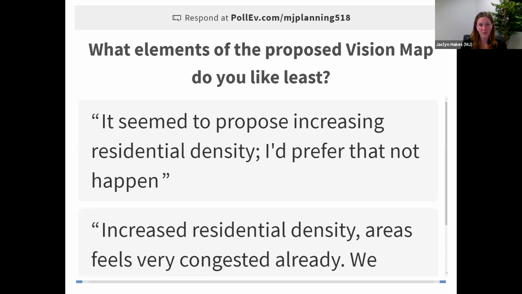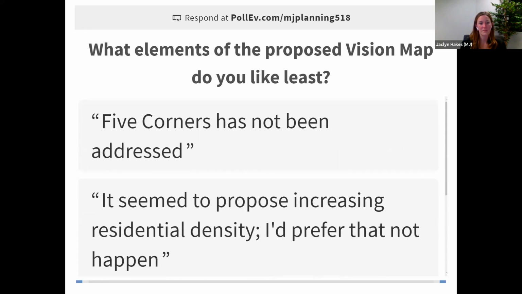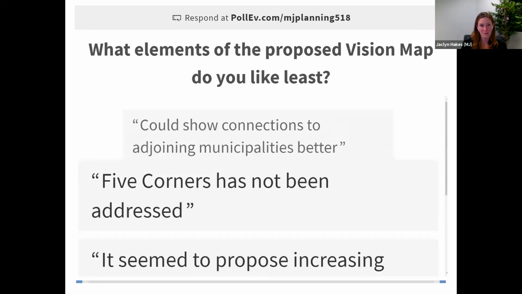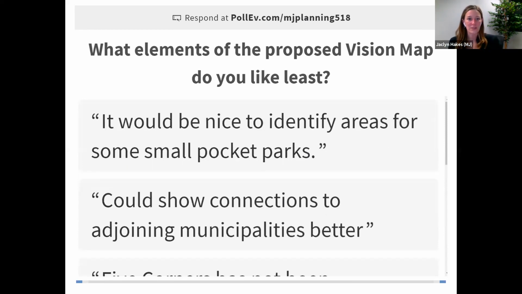All right, we'll give folks a little while. Five Corners has not been addressed. Okay. Could show connections to adjoining municipalities better. Okay. Other things you'd like to have addressed. All right, it would be nice to identify areas for small pocket parks. Okay.